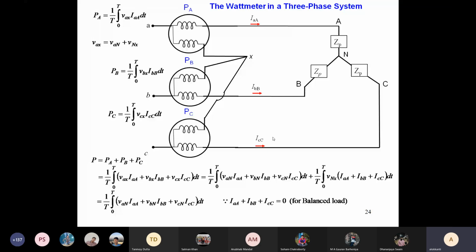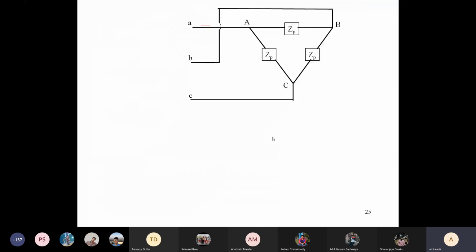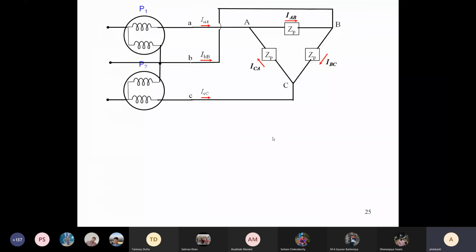So you see, this is a 3-phase load, delta connected load, and what I have done is connect the first wattmeter into the A phase. The first wattmeter carries the A phase line current. The second wattmeter carries the C phase line current, and the voltage coils of the two are connected at the B phase. So what is the current in the first wattmeter? What is the current in P1? IA. And what is the voltage across the first wattmeter? VAB.